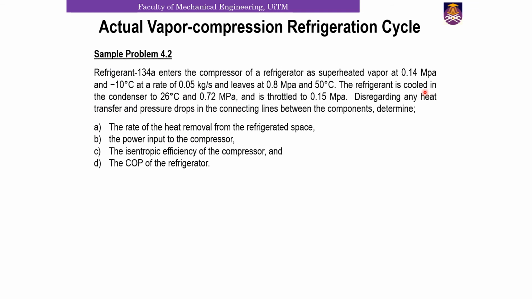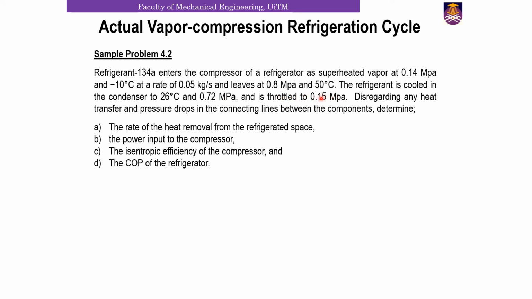Now we have the next problem, which is our sample problem 6.2. In sample problem 6.2, refrigerant 134A enters the compressor of a refrigerator as superheated vapor at 0.14 megapascal and negative 10 degrees Celsius at a rate of 0.05 kilogram per second, and leaves at 0.8 megapascal and 50 degrees Celsius. So these are very important parameters. You can use this to construct your TS diagram. The refrigerant is cooled in the condenser to 26 degrees C and 0.72 megapascal and is throttled to 0.15 megapascal.